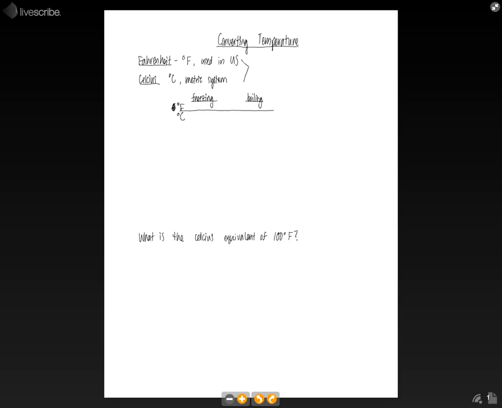In this lesson, we're going to talk about converting temperature between degrees Fahrenheit and degrees Celsius. Fahrenheit is most commonly used in the U.S., so that's what a lot of times we'll be using when we're talking about temperature. And Celsius is part of the metric system, so they use this in other countries, but both measure temperature.